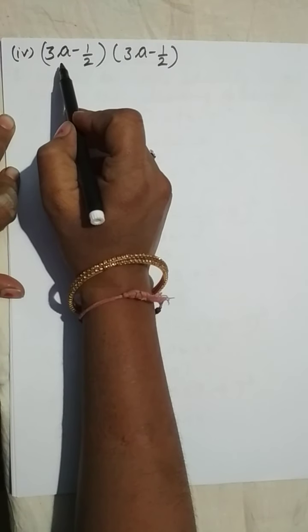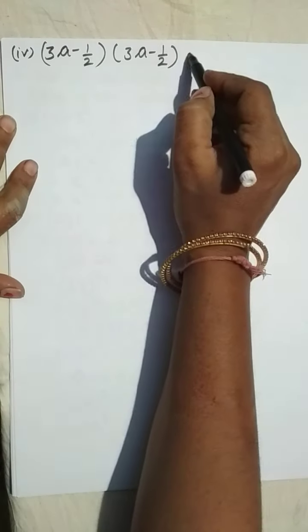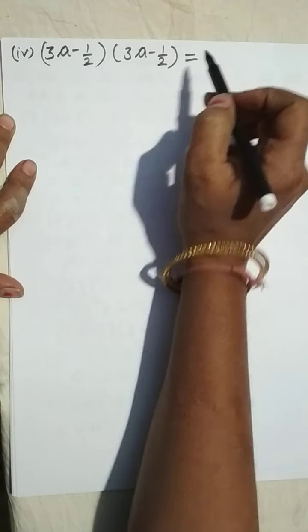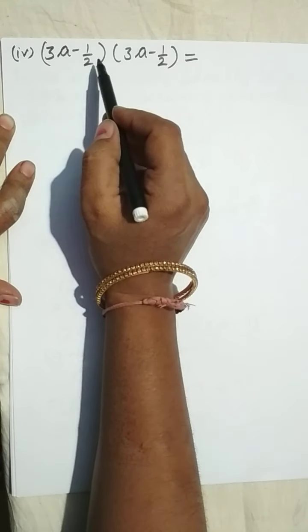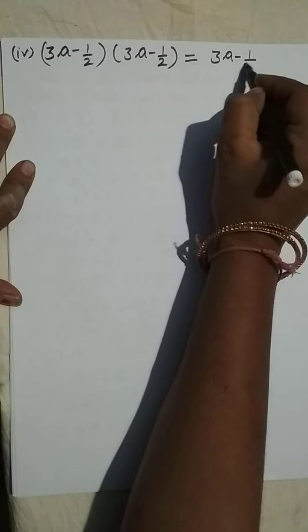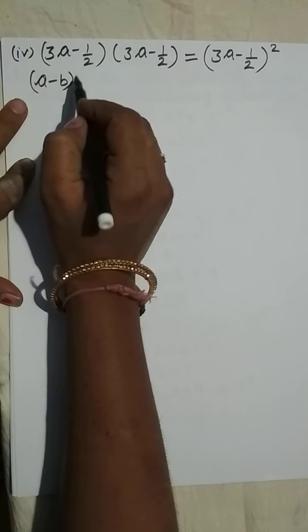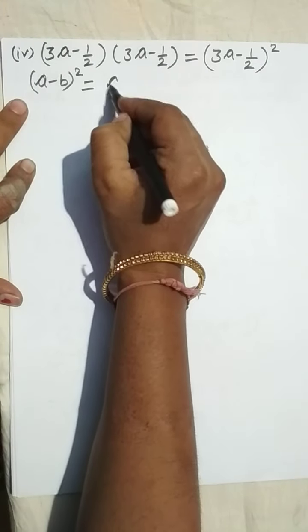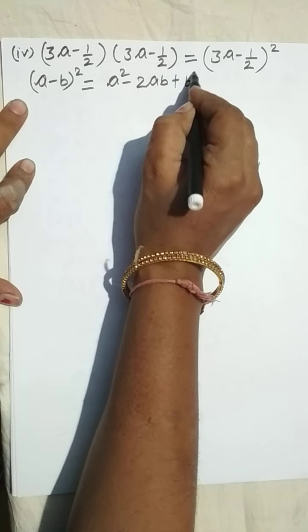Fourth part is (3a minus 1 by 2) into (3a minus 1 by 2). In all these questions, binomials will be given to you in which both the brackets contain the same terms. It will be either in the type of (a plus b) whole square or in the type of (a minus b) whole square. So here it is (3a minus 1 by 2) whole square, which can be calculated by the identity (a minus b) whole square. So it is a square minus 2ab plus b square.